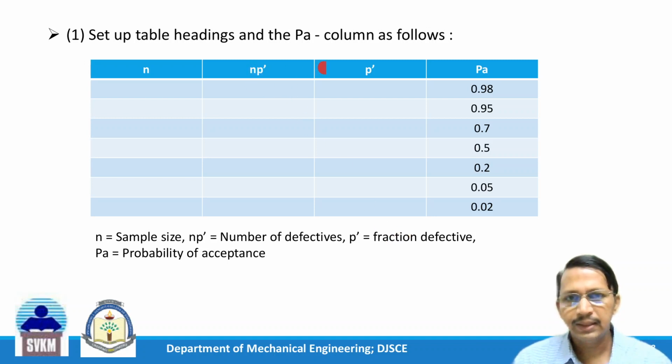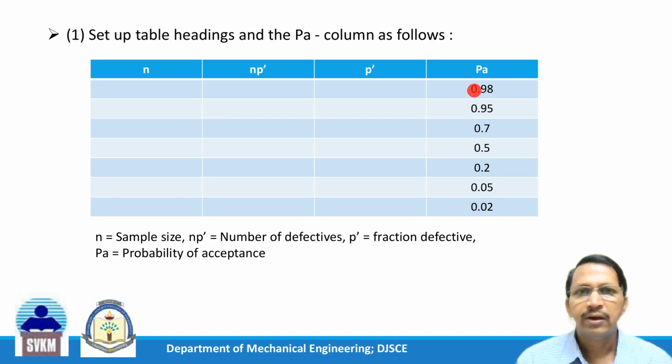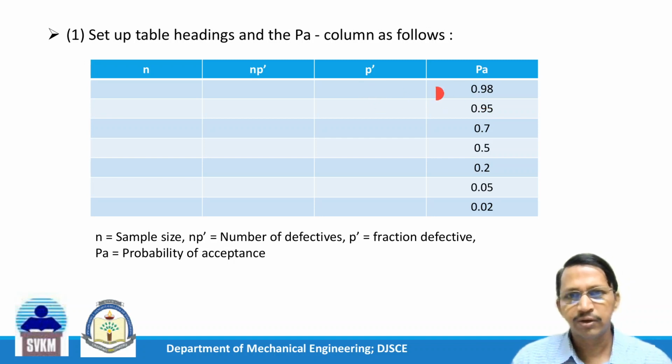So NP dash, P dash and probability of acceptance. Now here in probability of acceptance, we will give the Y points 0.98, 0.95, 0.7, 0.5, 0.2, 0.05, 0.02, around 8 to 10 points we want to give, and we will find out the particular P fraction defective for this based on this probability by referring the tables.